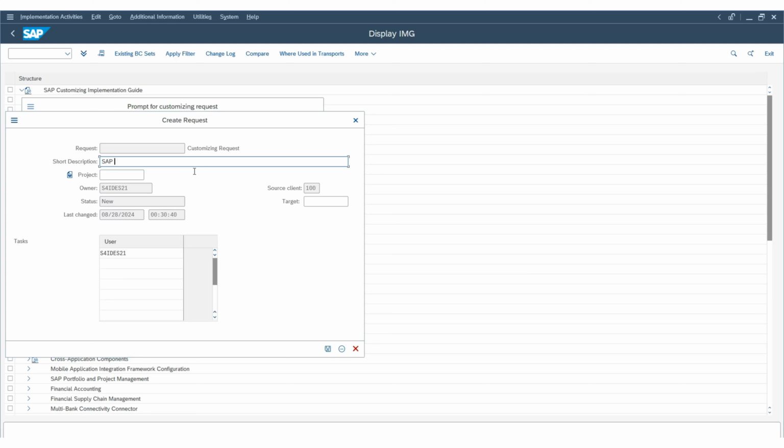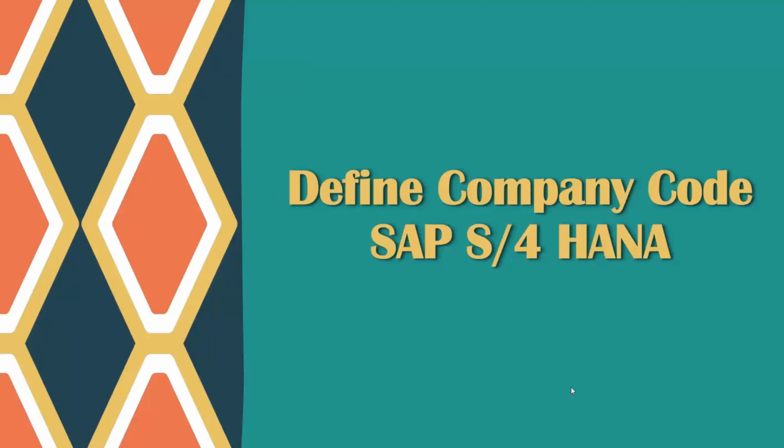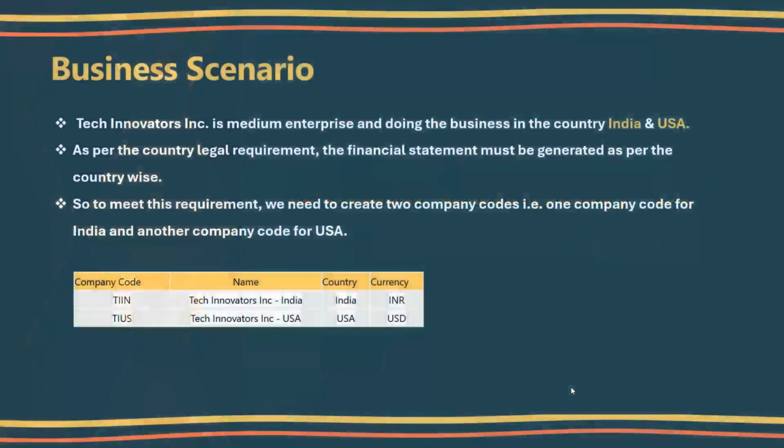So this is how we will define the company in SAP S/4HANA. Welcome back. In our previous session, we defined the company, Tech Innovators. Now let us explore how to define a new company code in SAP S/4HANA. Here is the business scenario.